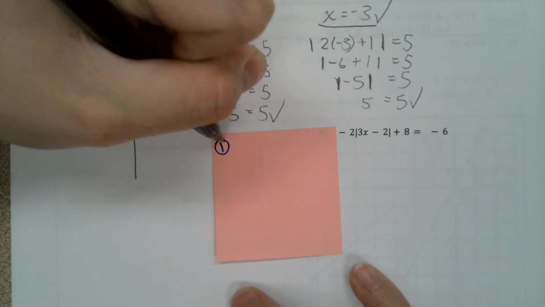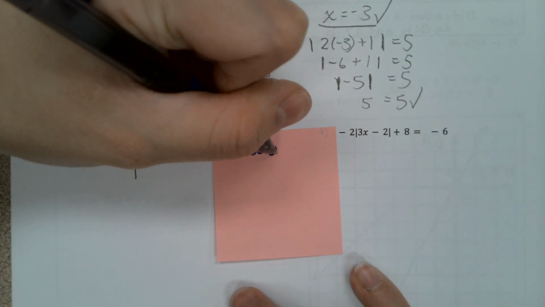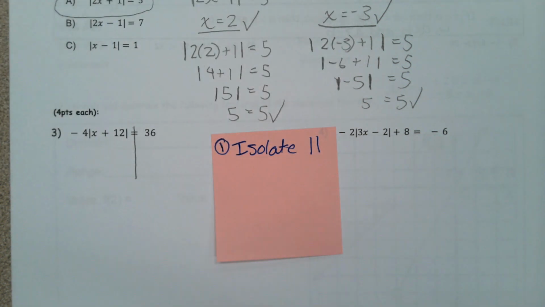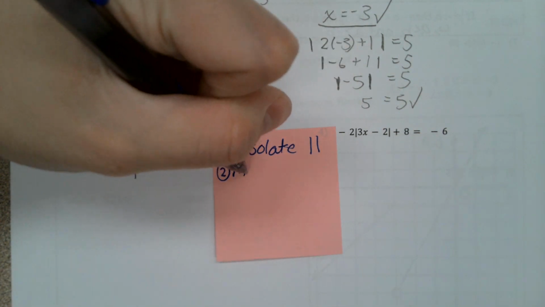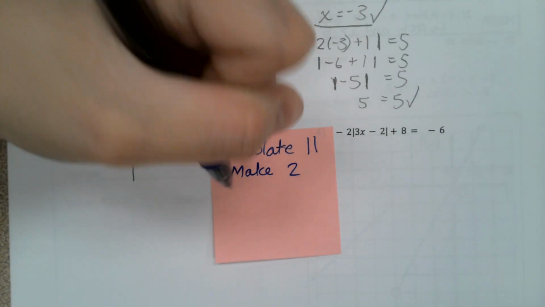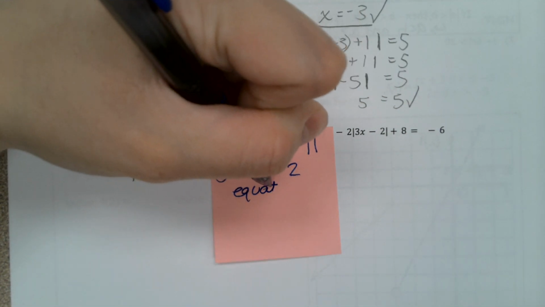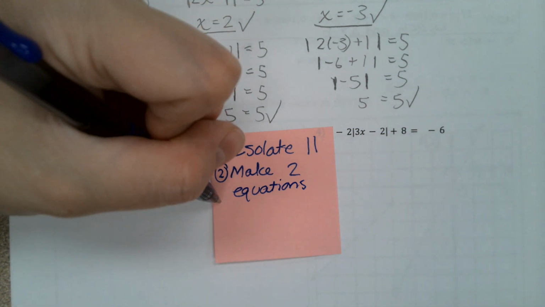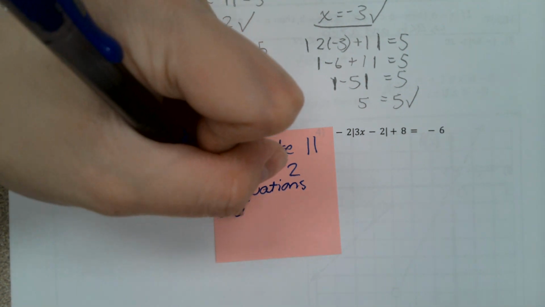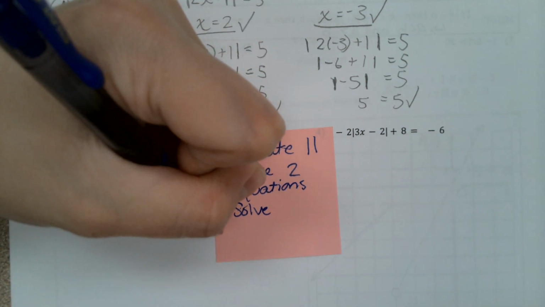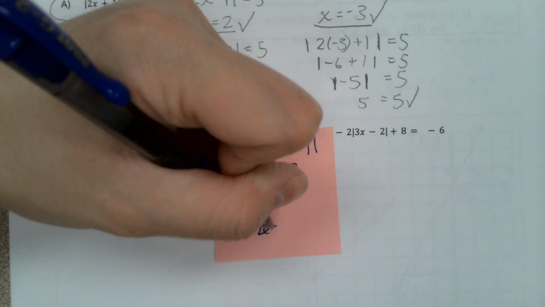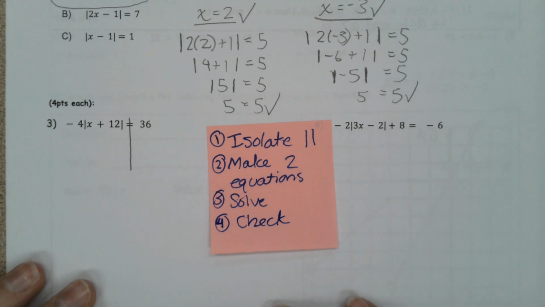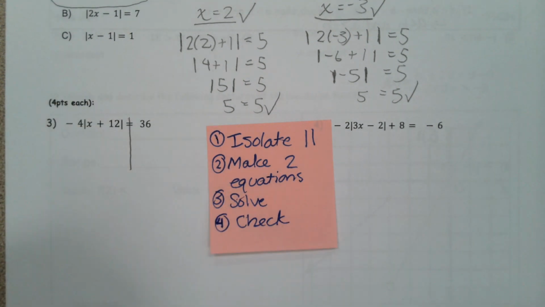First thing you want to do is isolate the absolute value, get it by itself. Once you've done that, you will make two equations. Then you will solve those equations. Lastly, you will check your answers. So that's the process we're going to follow.